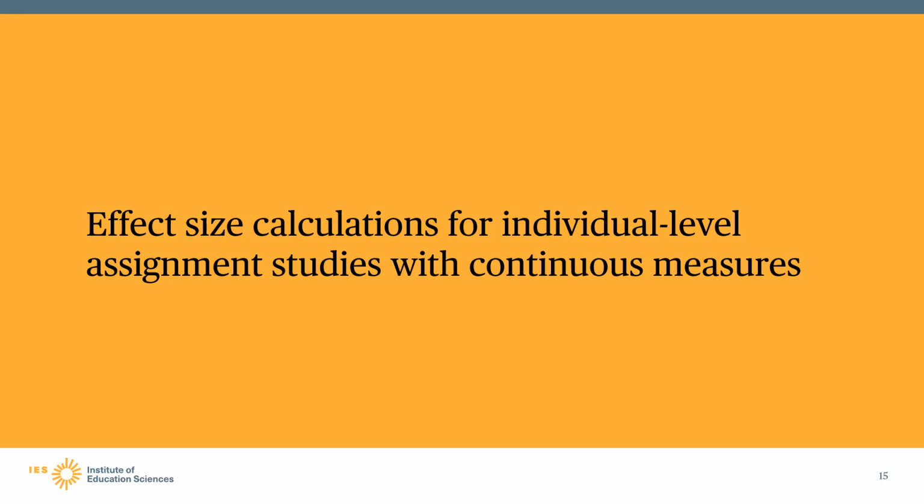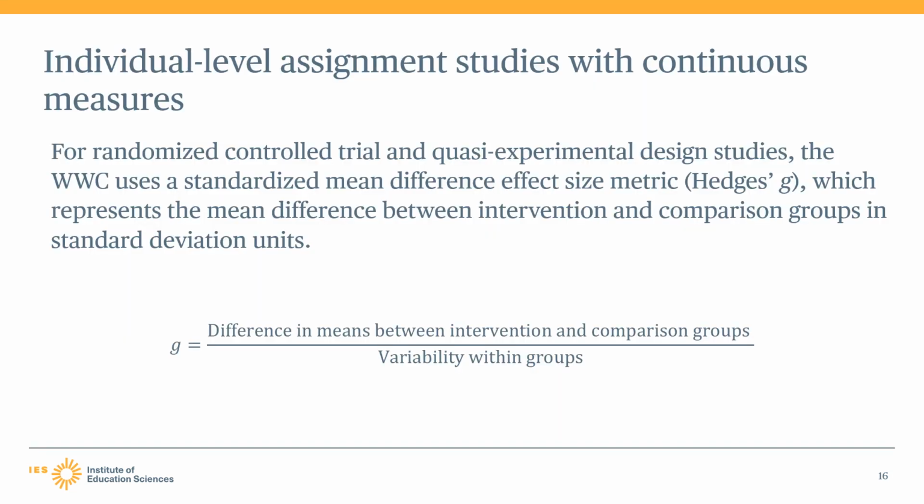This chapter discusses the different ways that the WWC may calculate effect sizes for individual level assignment studies with continuous measures. For continuous measures, or variables that have many possible values, such as standardized achievement test scores, the WWC calculates a standardized mean difference effect size. The standardized mean difference effect size, or Hedges G, represents the impact of the intervention in standard deviation units.